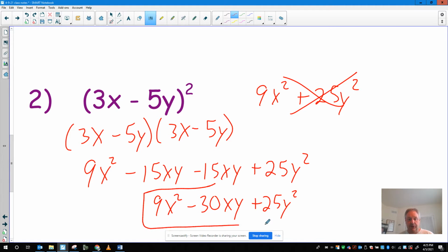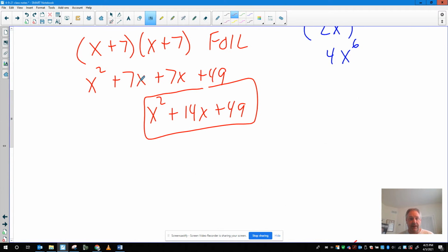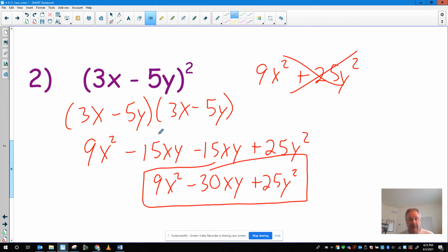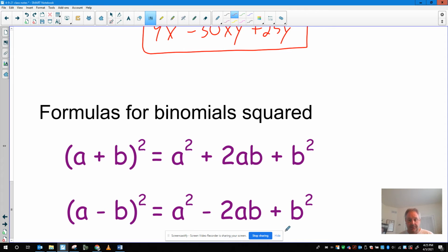Easy stuff as long as you know to write it twice. But once you start doing this enough, you're going to say, well, do I have to keep writing it twice? I see that I really just get the same thing in the middle twice. I get two of these, and I get two of the same thing here. So there is a formula that you can use to go a little quicker.